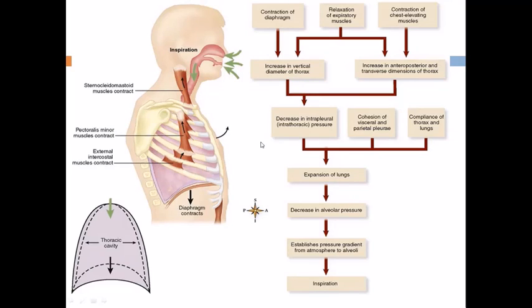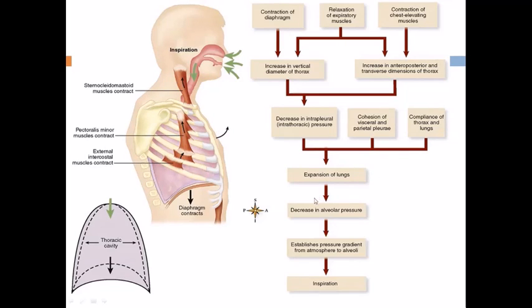What happens is that because of this you decrease the interpleural pressure, and because it's attached, as I explained in the previous slide, because of the cohesion of the visceral and parietal pleura and the compliance of the thorax and the lung, one of them is pulling outward and the other is pulling inward. This creates a more negative pressure inside the pleural cavity, and this is responsible for expansion of the lung.